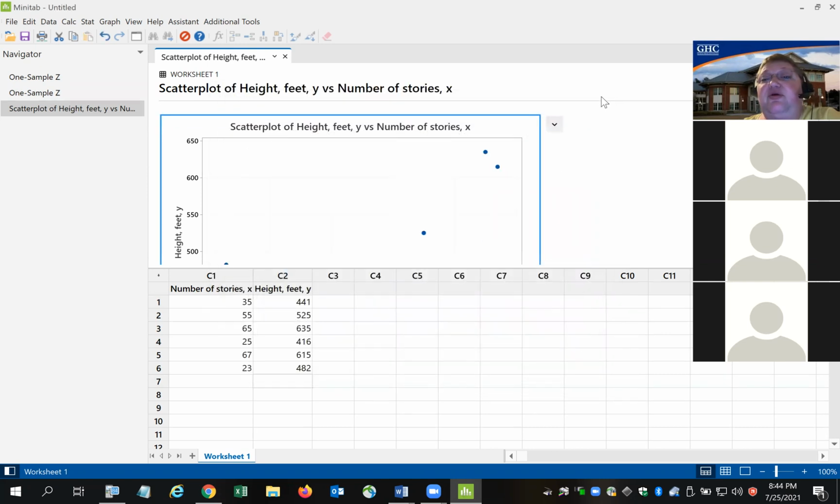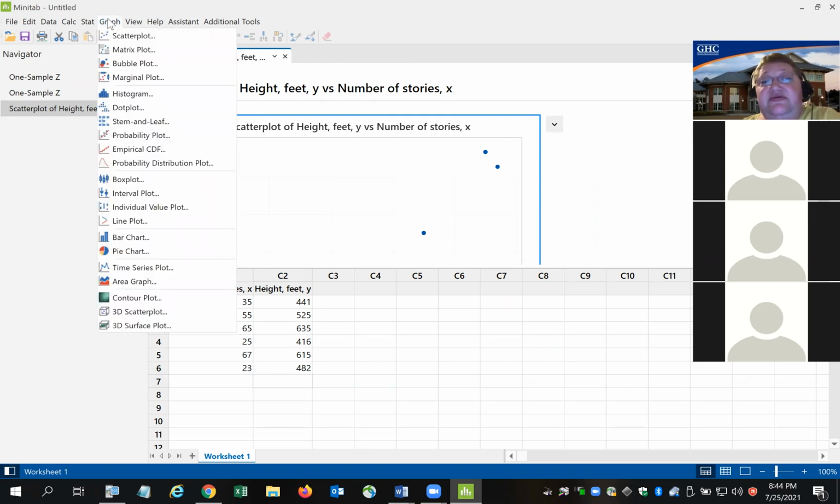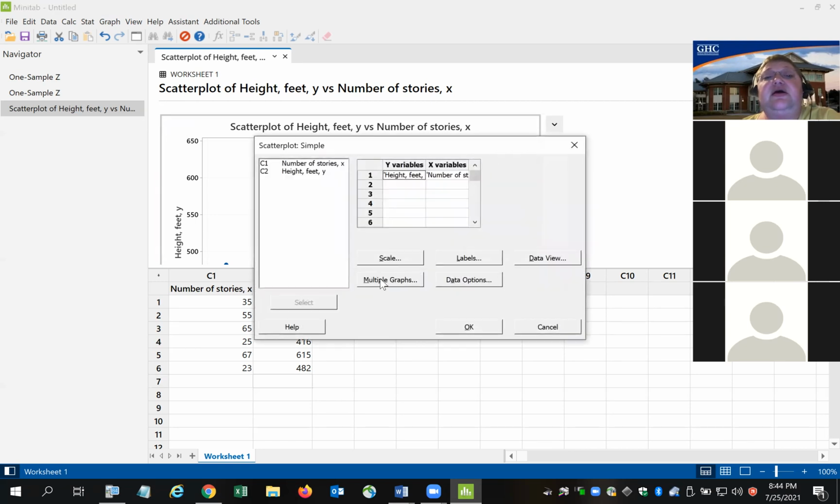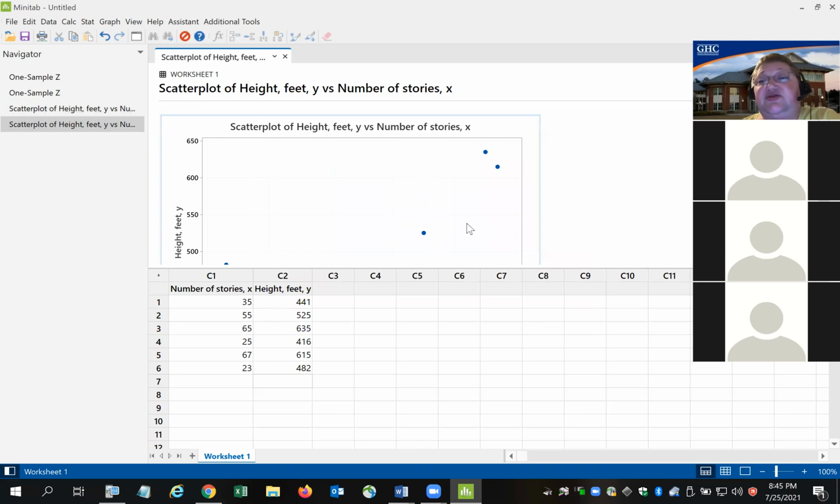Okay, I'm going to walk through that one more time, because you will probably have to do that for yourself on the test. Again, we're doing a scatter plot. It's a graph called a scatter plot. We keep it simple. Again, caution. It says Y variable is on the left, which is backwards to what we think. Again, that's my feet. Then my X variable is the number of stories. And I click OK. And it gives me the picture.